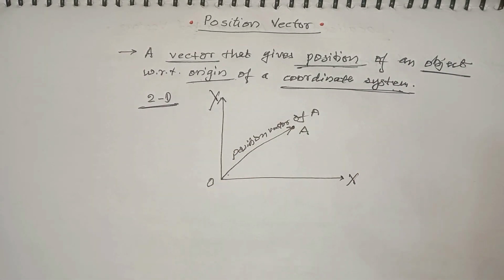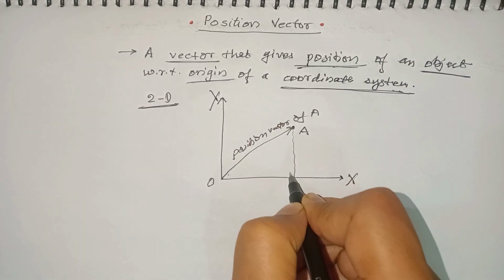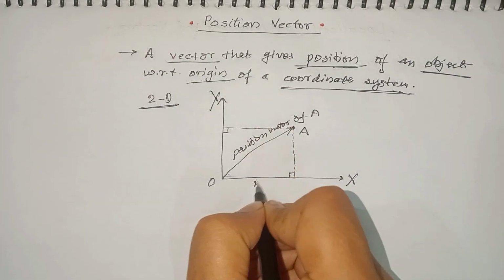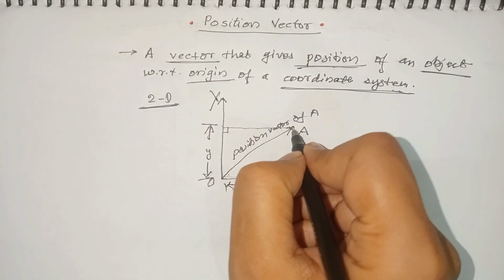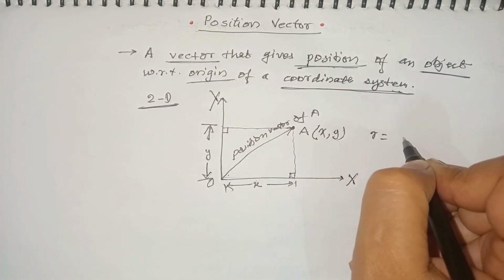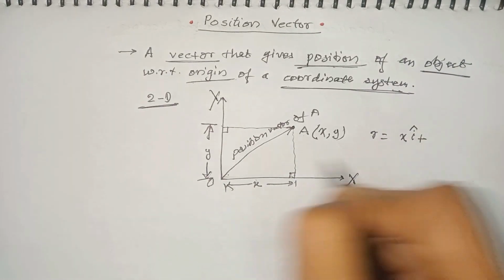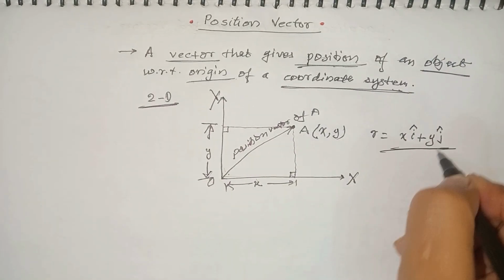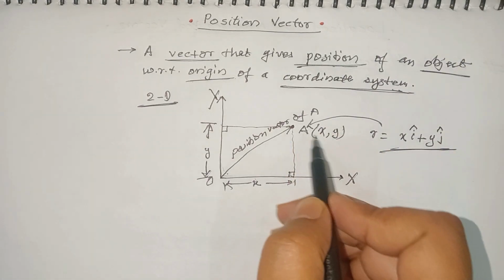Okay, and how to calculate? Let's write it in vector form. How will we write? Let's draw a perpendicular upon the x-axis, and on the y-axis. Let this distance be x from origin, and let this distance be y. So this coordinate will be (x, y). Now in vector form we will represent this as what? x is towards the x-axis, so it is x i cap plus y in the y-axis, so it is y j cap. This is the position vector of point A with respect to origin.